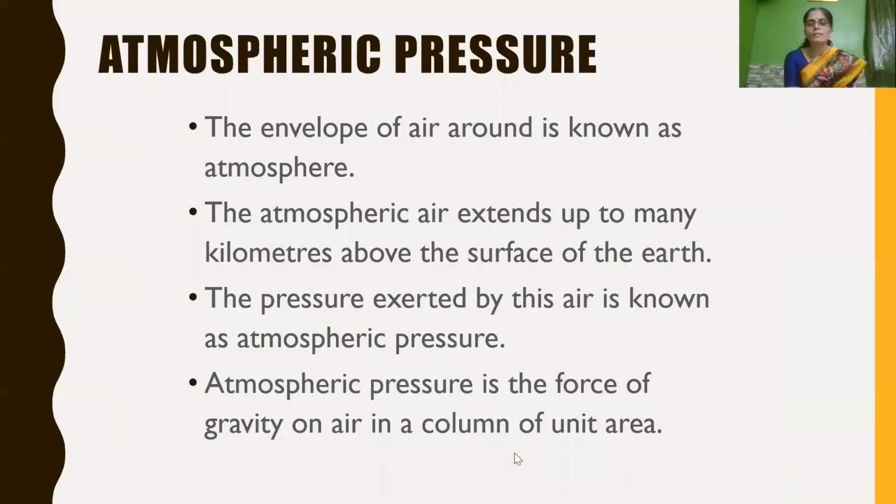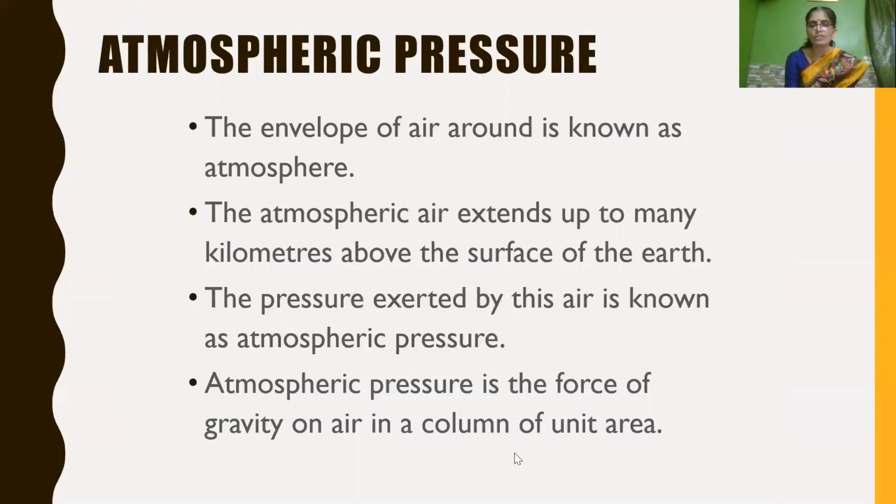And now let us discuss atmospheric pressure. Simple: what is atmosphere? The envelope of air around us is known as atmosphere. And the pressure exerted by the atmosphere is known as atmospheric pressure. The atmospheric air extends up to many kilometers above the surface of the earth. So you should know what atmospheric pressure is: the pressure exerted by the air. How does the atmosphere exert pressure? For pressure, what do we want? Force and area, isn't it? Here, which force is acting?